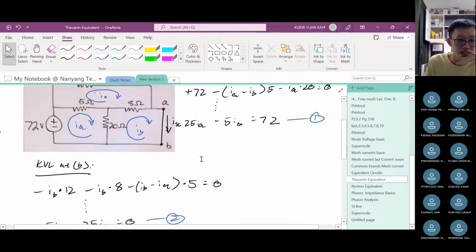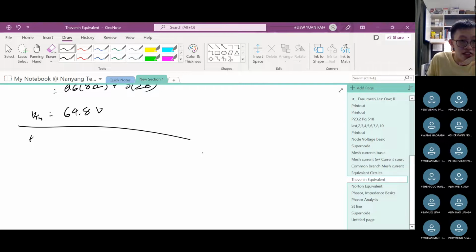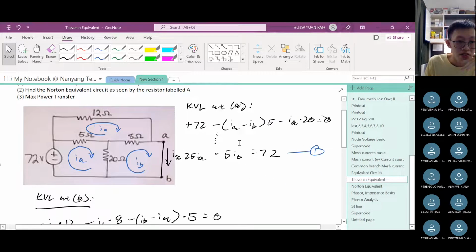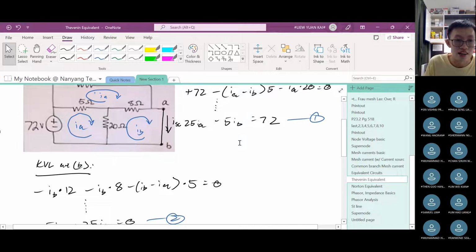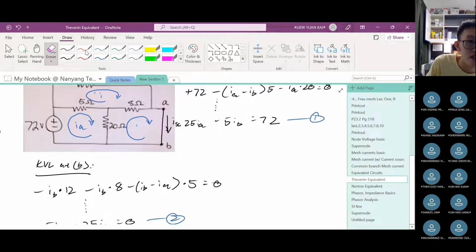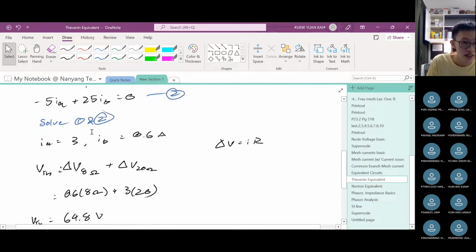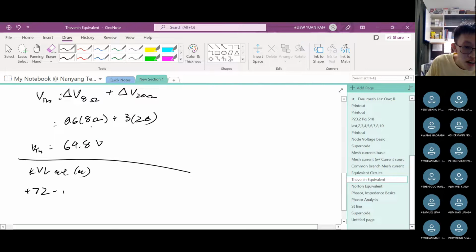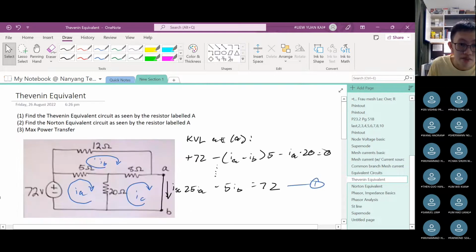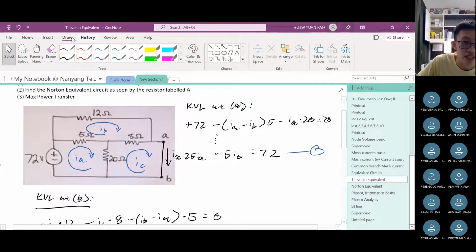So in IA, we have 72. KVL at A: positive 72 minus... Okay, sorry, let me just stick to last time. This is IB, this is IC. So it is IA minus IB times 5, IA minus IB times 5. Anything else? Minus IA minus IC, correct?